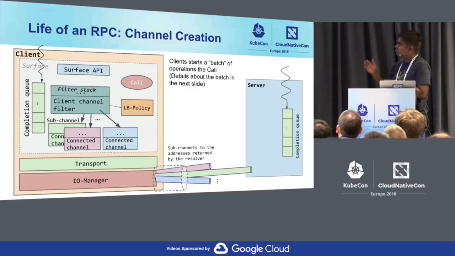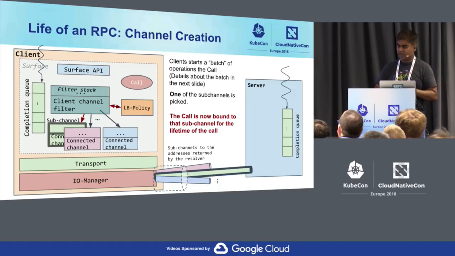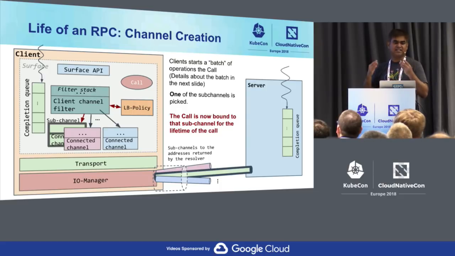So the client starts a batch of operations. It's a unary call, so it has to start a batch of operations. I'll talk about the batch of operations in the next slide, but I just wanted to show what happens when a batch is started. Since it's the first batch, depending on the LB policy attached to the channel, one of the subchannels is picked. When I previously mentioned LB policy, I forgot to mention what kind of client-side LB policies we support. gRPC supports 3 LB policies.